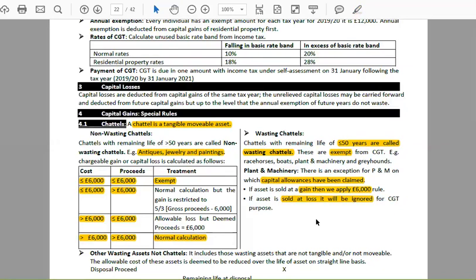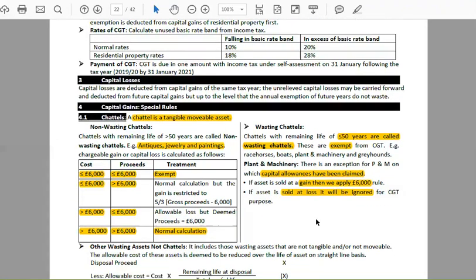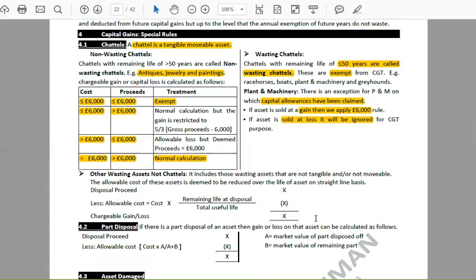So why are we going to ignore it? Because if we have profit, we are going to pay tax. On the other hand, if we have losses, then we are going to ignore these losses. The logic for this will be covered in income tax. When we cover income tax, relief of loss will be given there. That's why we are going to ignore the loss over here, because relief will be given in income tax, not capital gains tax. So the last point is wasting assets, not chattels.